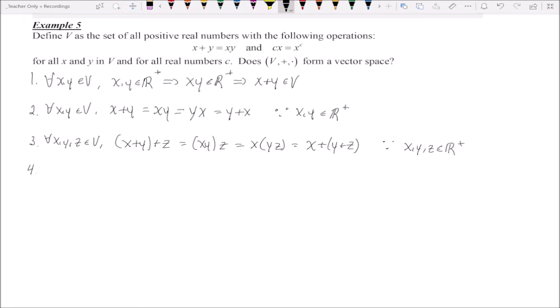Fourth, we have to prove the existence of an additive identity. So for all x in V, look at x plus 1. This would equal x times 1, which is x itself, right? Again, because we're dealing with positive real numbers. This means that 1, which we know is in V because 1 is a positive real number, is the additive identity.